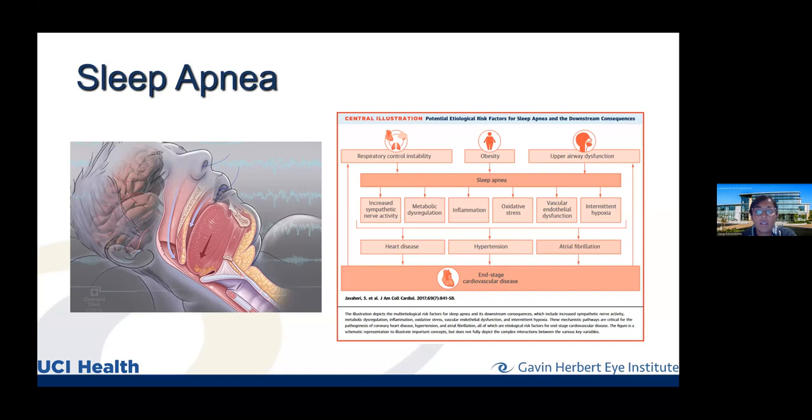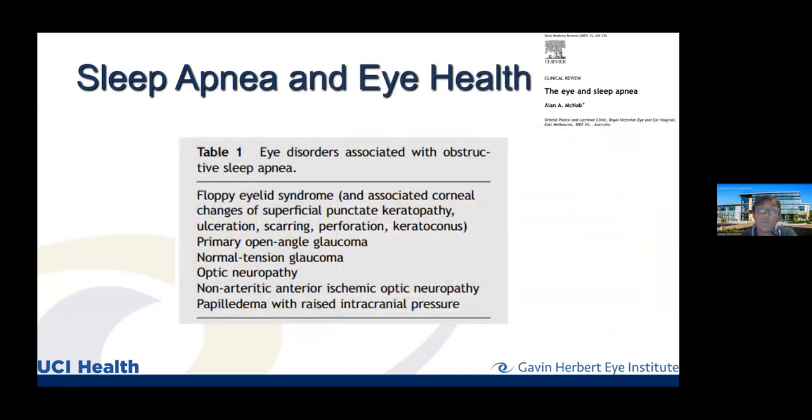What does this mean? Well, it leads to a host of sequelae in your body, leading to problems with your lungs, such as pulmonary hypertension, your cardiovascular health, your brain health, and then, as a segue, your eye health. As Dr. Lee alluded to, there's a host of diseases associated with sleep apnea in the eye. I would say the best described and studied, in addition to normal tension glaucoma, are floppy eyelid syndrome and dry eye, as well as non-arteritic anterior ischemic optic neuropathy. I'm not going to keep saying that repetitively, so it's going to be shortened to NAION.